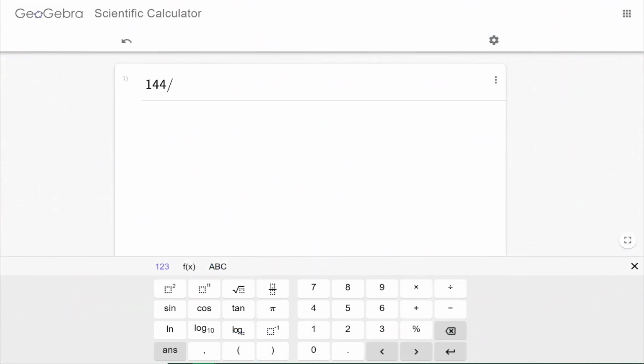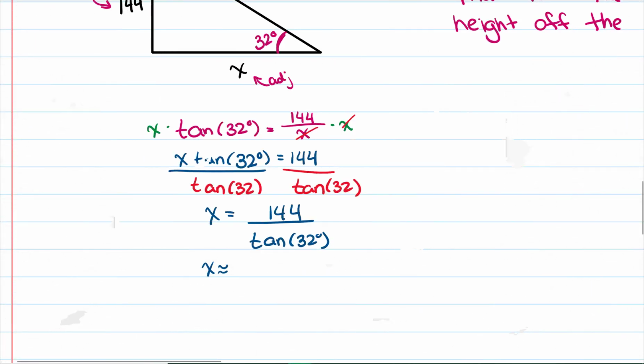144 divided by tangent of 32, and I push enter, and I get 230.44. So it's about 230.44, and then rounding to the nearest tenth, I get 230.4 feet.